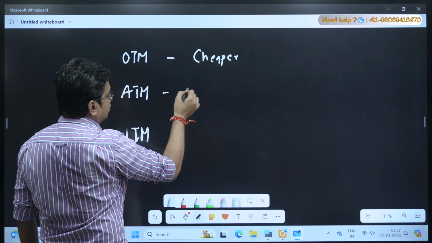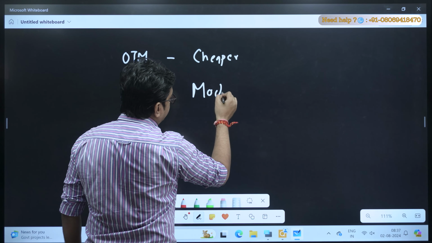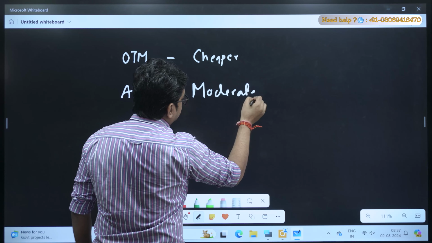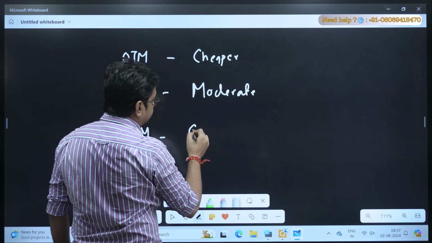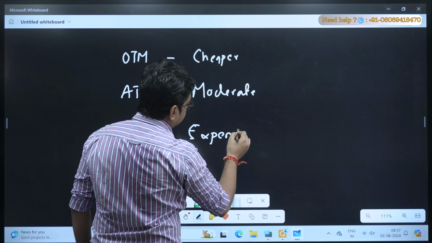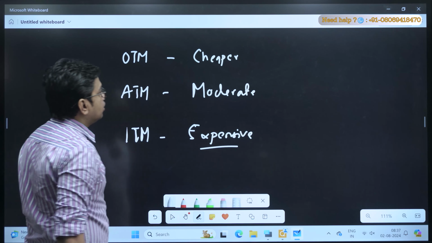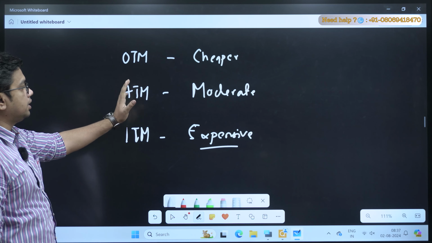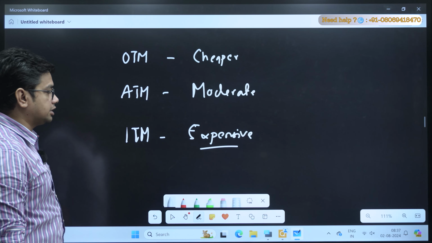The ATM will be, I can say, moderate. And the ITM will be expensive. So the OTM strike is cheaper, ATM is moderate, and ITM will be expensive.